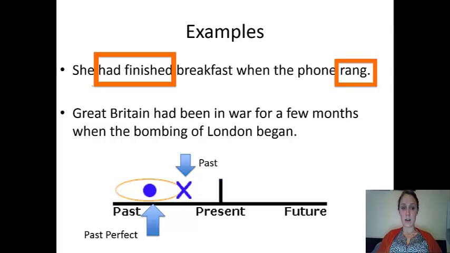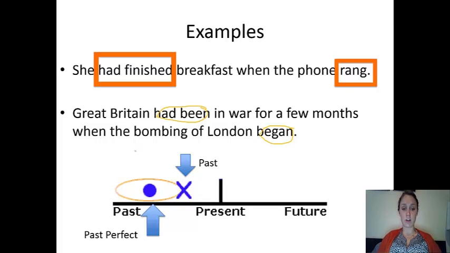If you read it and you notice Great Britain had been in war, there's your past perfect. I'm describing the fact that they had been in war for a few months when the bombing of London began. Began is my past tense verb. So I'm setting the stage by describing that Great Britain had been in war for a few months and then at a very specific moment, the bombing of London began.